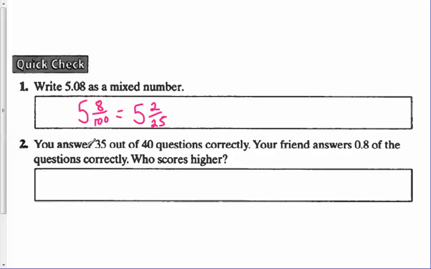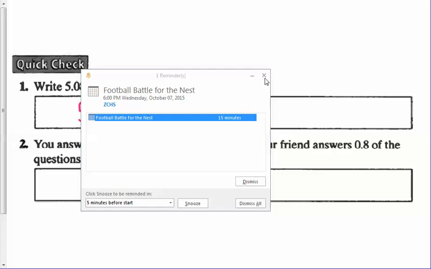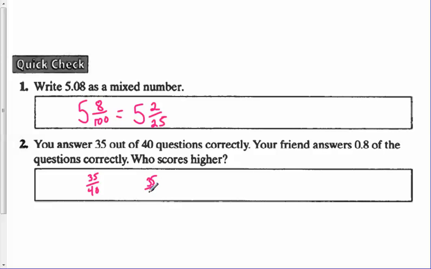And for number 2, you answered 35 out of 40 questions correctly. Your friend answered 0.8 of the questions correctly, or 8/10. Who scored higher? So we need to convert our 35 out of 40 into a decimal. So 35 over 40, we have to think of that as 35 divided by 40. Let's do that with a little bit more space down here. Make sure I rewrite the problem correctly as well. So 35 divided by 40.